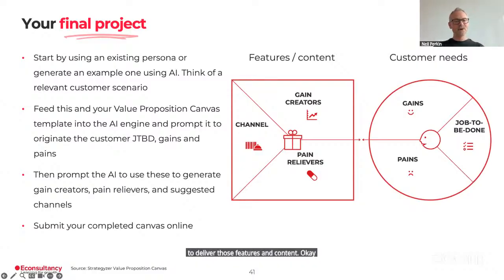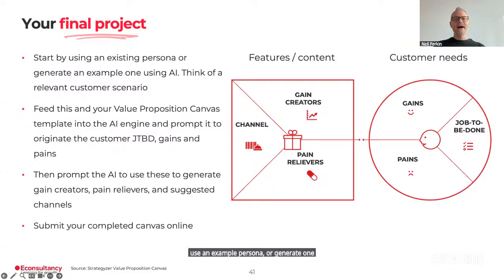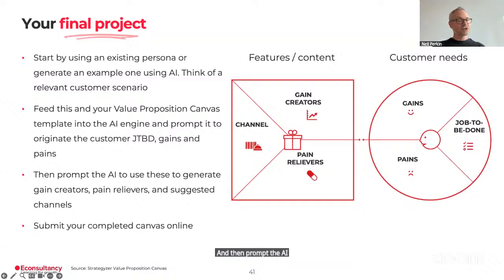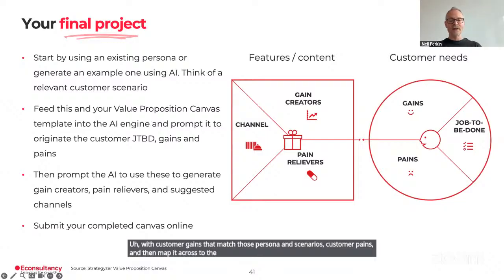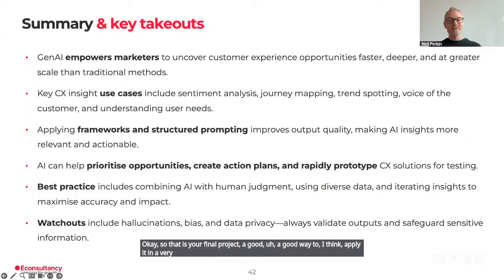Okay, hopefully that all makes sense. Start on the right-hand side, use an example persona or generate one, and then use an example customer scenario or situation, and then prompt the AI to come up with a job to be done, with customer gains that match those persona and scenarios, customer pains, and then map it across to the solutions on the left-hand side. Okay, so that is your final project. A good way, I think, to apply it in a very practical solution.